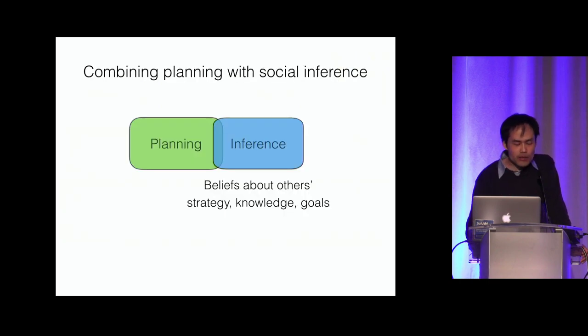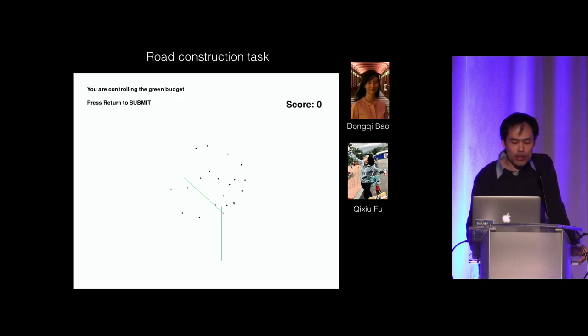Now, the final direction that we're going is combining planning with social inference. So this is inference about other people's strategies, knowledge, and goals. So this is a road construction task. It's inspired by the traveling salesperson problem. You're playing with a partner. You control the green budget. Your partner controls the blue budget. And you're using the budget to connect cities. You get rewarded for the total number of cities that you and your partner connect.